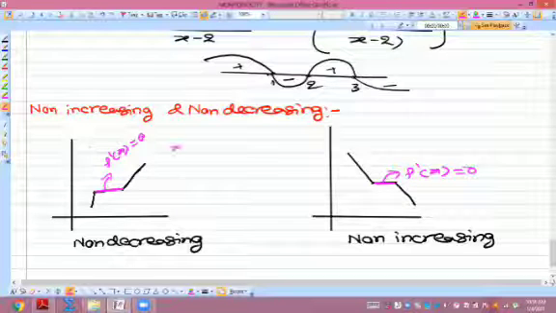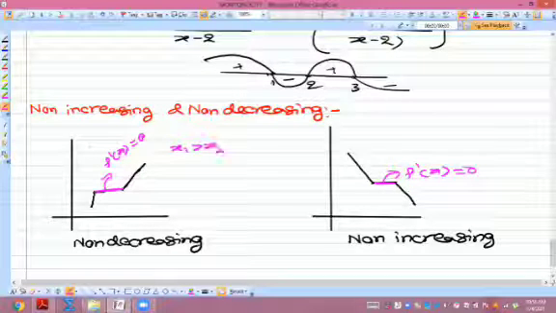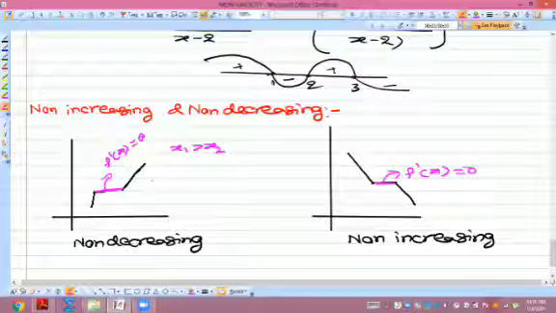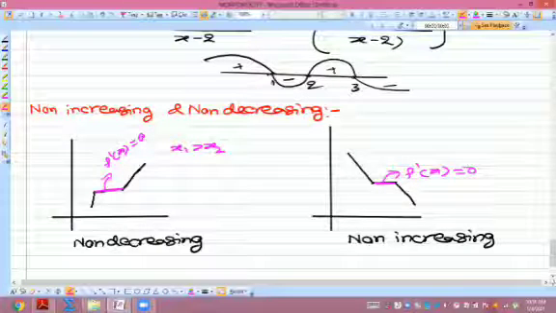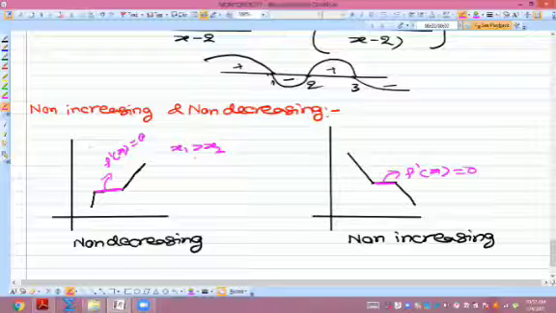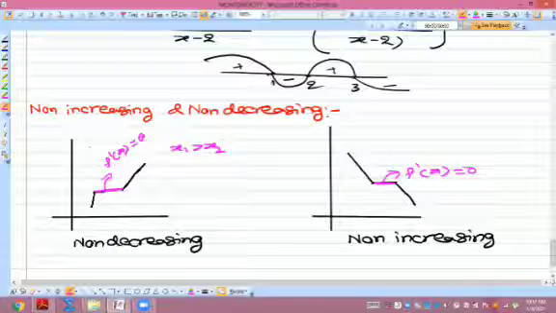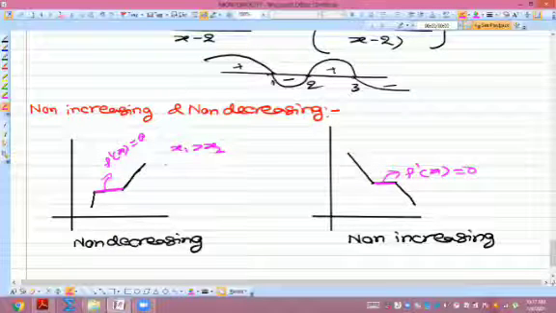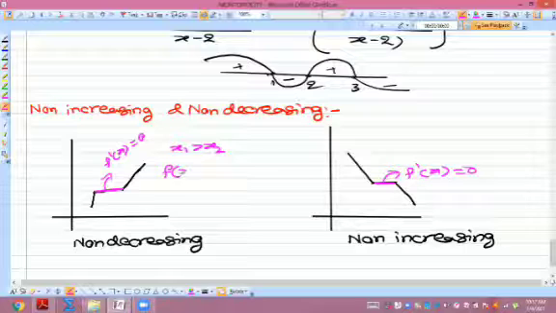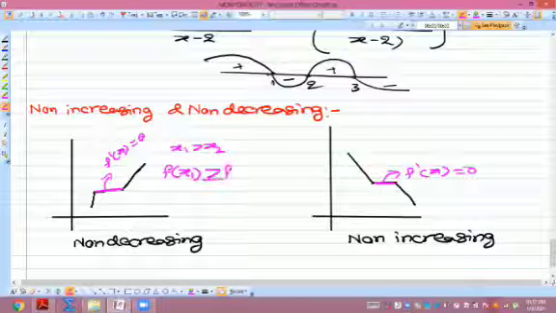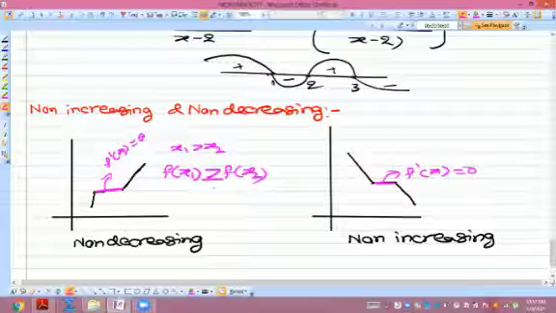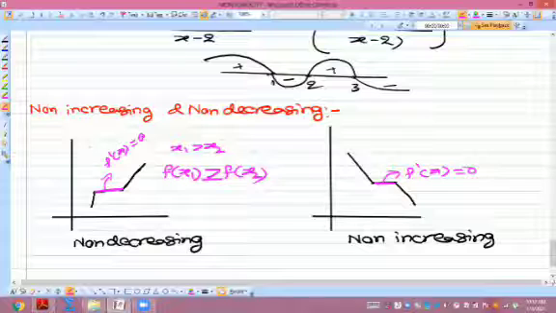So here, what is an increasing function in general? If x1 is greater than x2, f of x1 will be greater than f of x2. But non-decreasing means the equal to sign also will come. Why? Because it can be equal, like from here to here, the value can be equal.